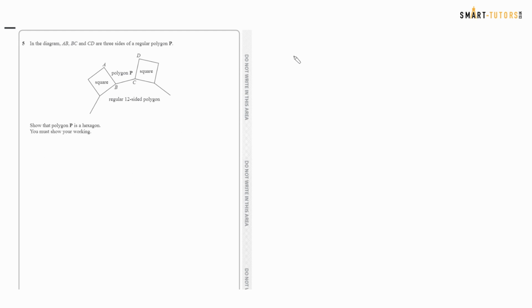So before I start this question, in polygons, a couple of formulas you need to remember. Interior angles of a polygon. So the sum of interior angles is n minus 2 times 180. n is the number of sides.